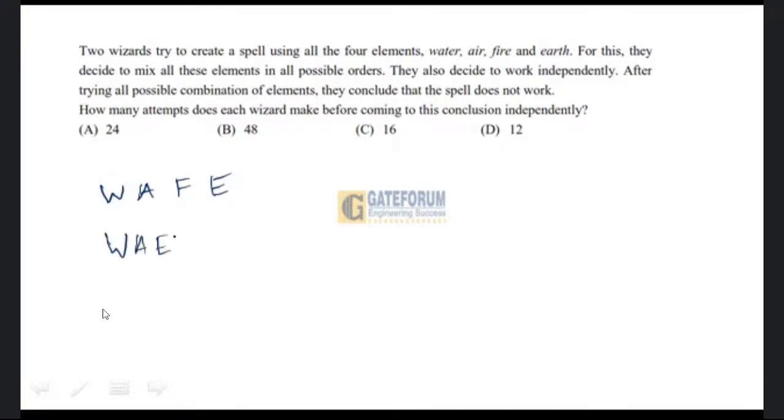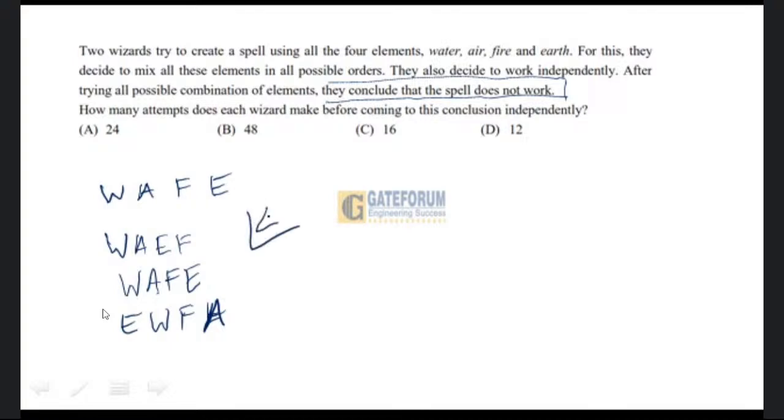W, A, E, F, W, A, F, E, E, W, F, sorry, F, A, any orders that they can. And they had concluded that the spell does not work. Had the spell worked, they would have left their combination. But since the spell did not work and they finally found that nothing makes the spell work, they must have tried all the combinations possible. So how many combinations are possible? Very simple, factorial 4. That is 24.